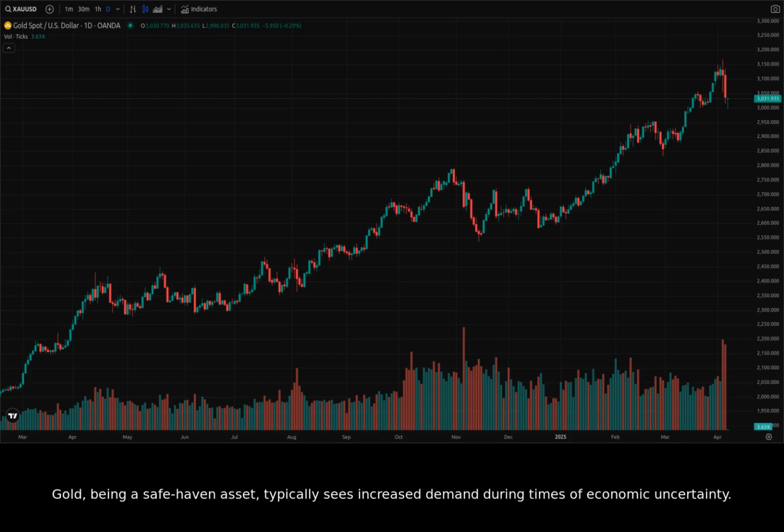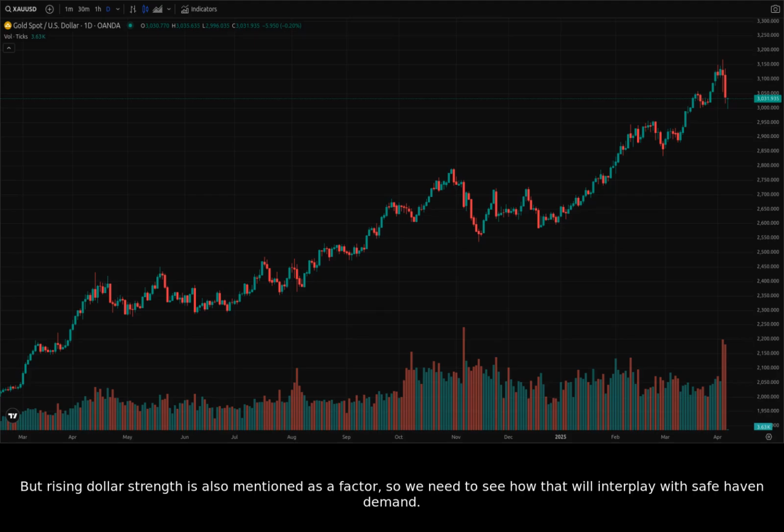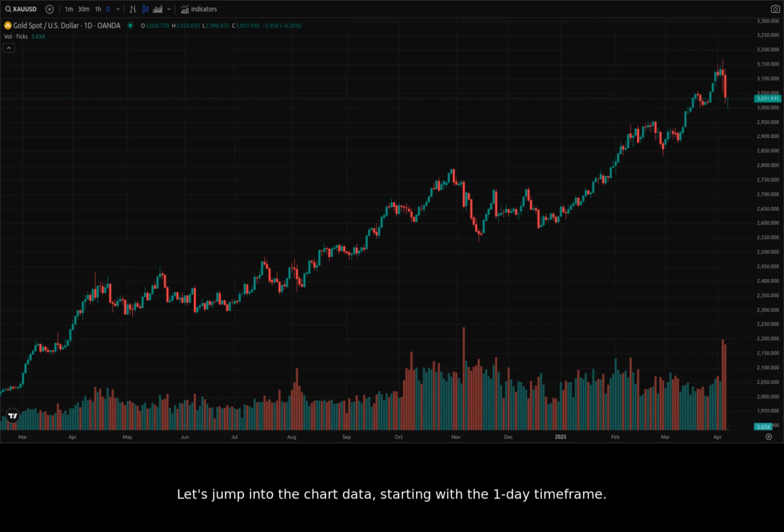Gold, being a safe haven asset, typically sees increased demand during times of economic uncertainty. But rising dollar strength is also mentioned as a factor, so we need to see how that will interplay with safe haven demand. Let's jump into the chart data, starting with the one-day time frame.